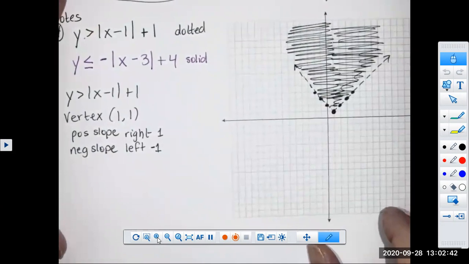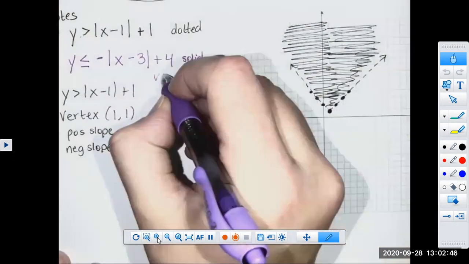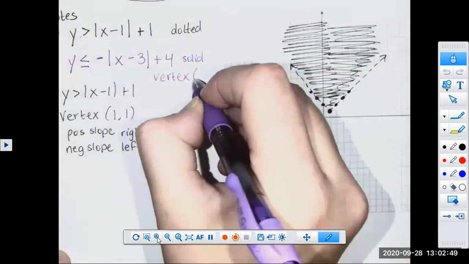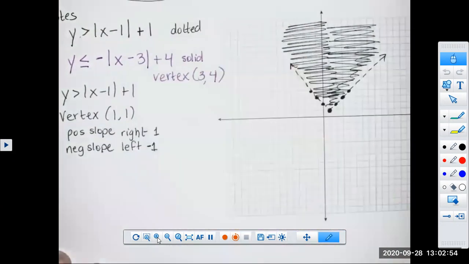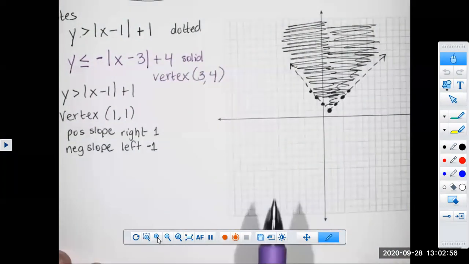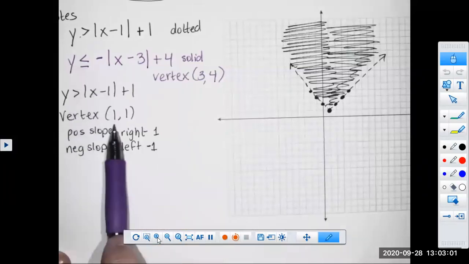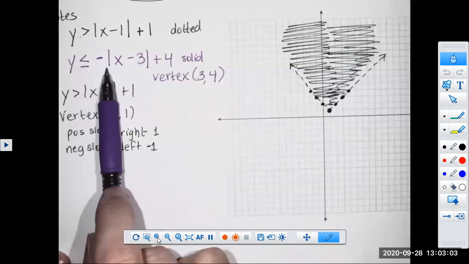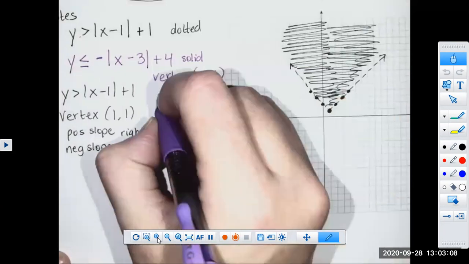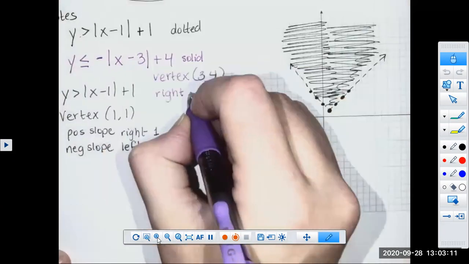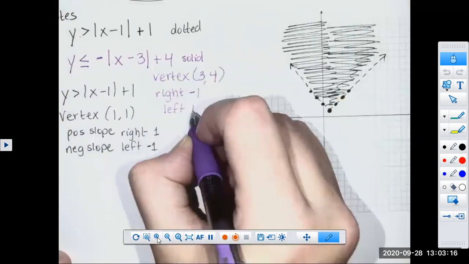Okay, for the purple graph, what would your vertex be? Good, your vertex is going to be 3, 4. And we've already said this graph should be flipped down because we have a negative. So it reverses this. What is your slope? Good, your slope is 1 or negative 1. And on the right side, we're actually going to use a slope of negative 1. To the left, that's where you're going to use the positive 1 slope.